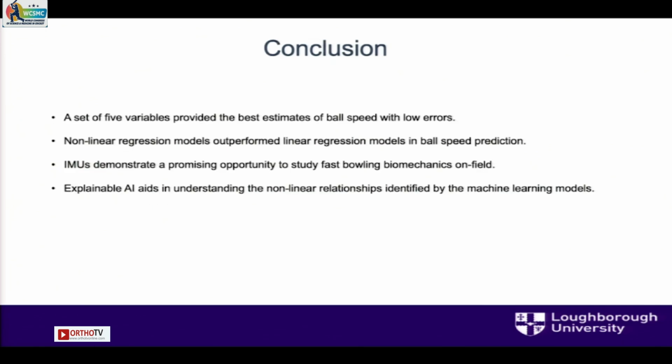So, conclusion: a set of 5 variables provided the best estimate of ball speed with lower errors. Non-linear regression models outperformed linear ones in the prediction. And IMUs demonstrate a promising opportunity to study fast bowling biomechanics, specifically on the field. And lastly, explainable AI aids in understanding the black box, or the nonlinear relationships identified through the machine learning models.